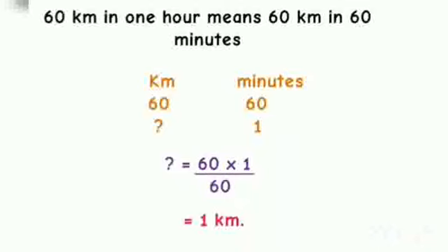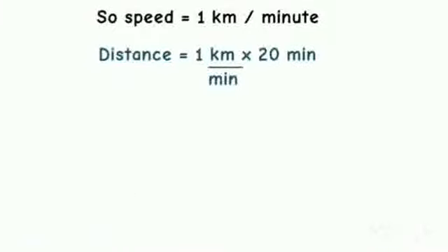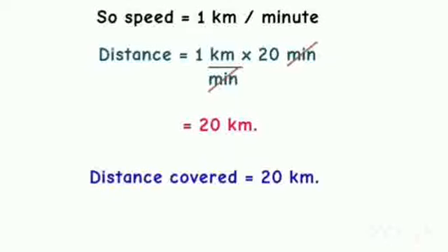60 kilometer in 1 hour means 60 kilometer in 60 minutes. Is it? Per hour we are saying, it means 1 hour is 60 minutes. So 60 into 1 upon 60. So speed is equal to 1 kilometer per minute. Distance is equal to 1 kilometer per minute into 20 minutes. So the answer is distance is 20 kilometer. Only we have to do the conversion.